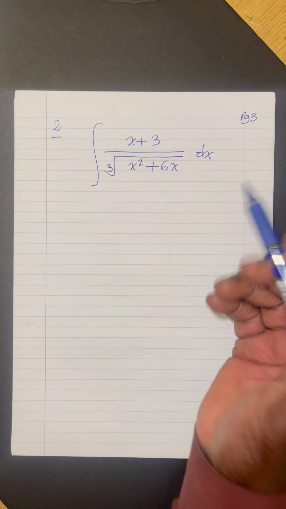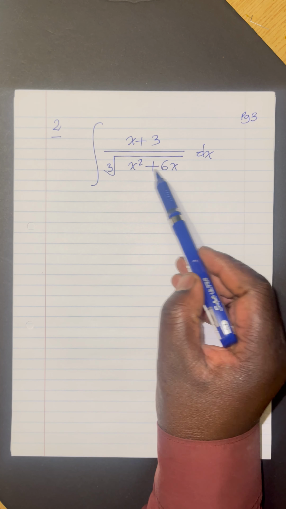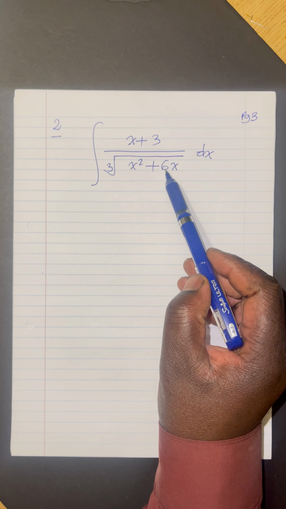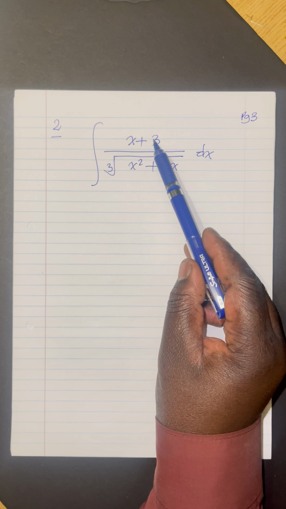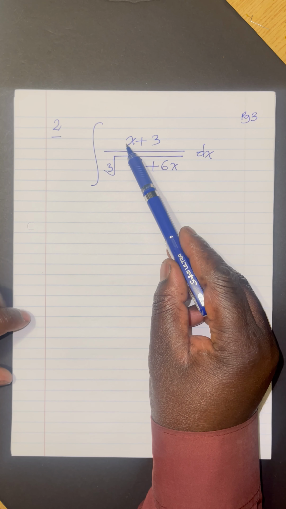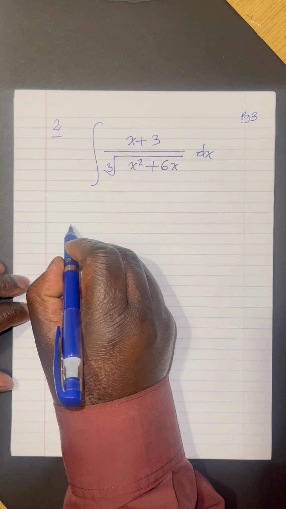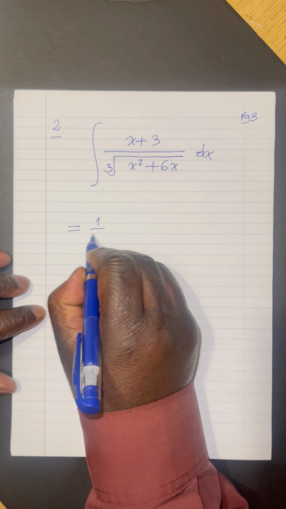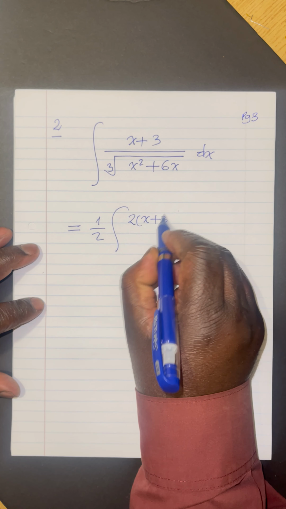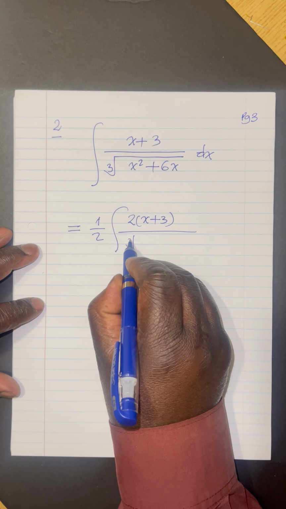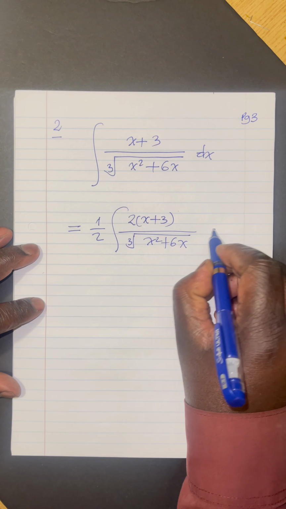Well, if you look at the expression under the cube root sign, if I differentiate this, I'm going to get 2x plus 6, but I have x plus 3 in the numerator, so I have to change this to 2x plus 6 by multiplying by 2, but I don't want to change the integral, so I have to divide by 2 at the same time. So this is going to be, watch this, 1 over 2, the integral of 2 open brackets x plus 3, and then I have cube root of x squared plus 6x dx.